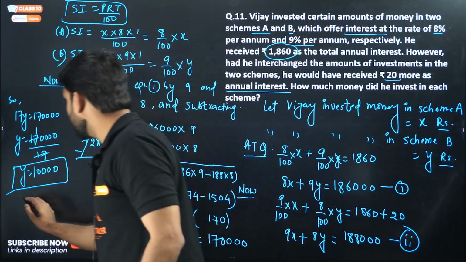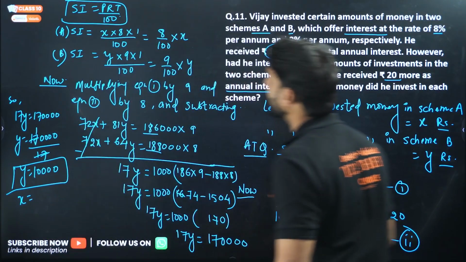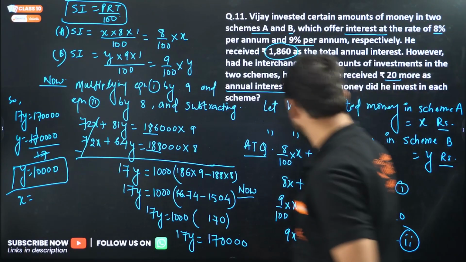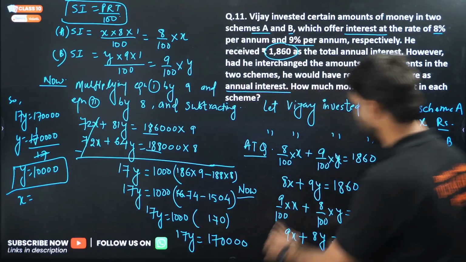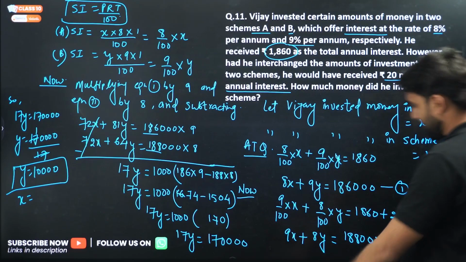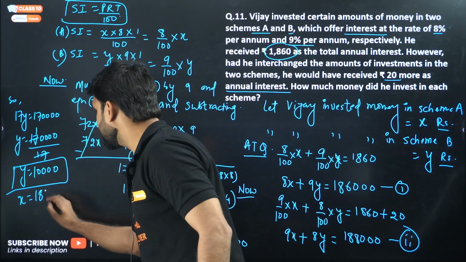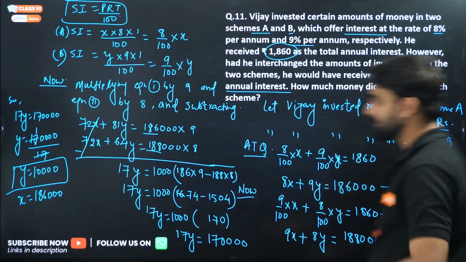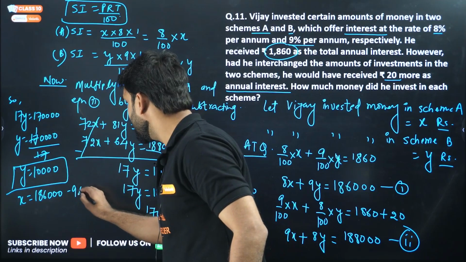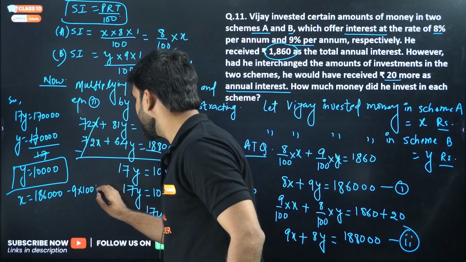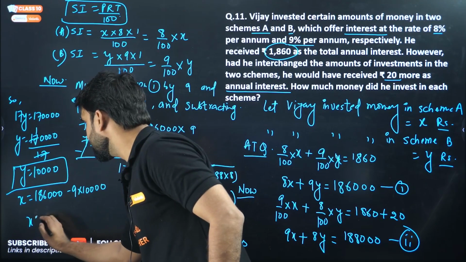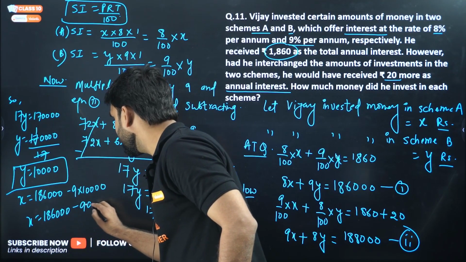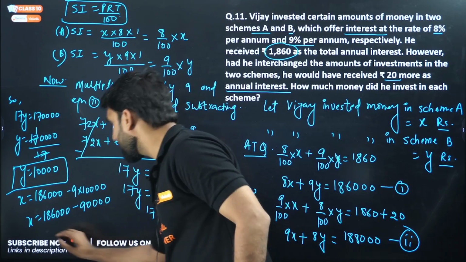Now we can find x also. To find the x, you can use any one equation from these two. So find the x here. So x can be written as 186,000 minus, I am shifting this y this side, minus 9 into y. Y is already calculated, 10,000. So x is equal to 186,000 minus 9. How many zeros? 1, 2, 3, 4.